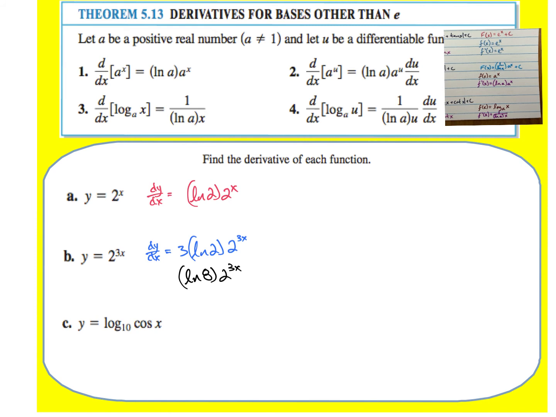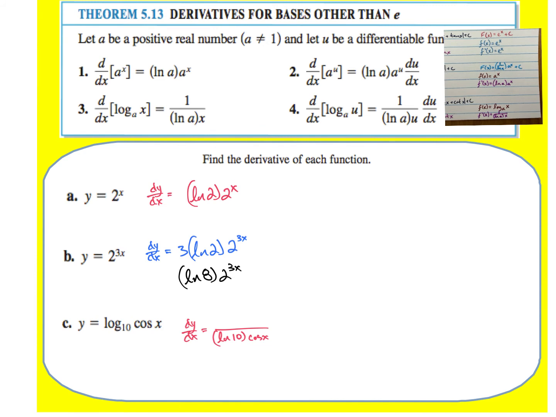All right, let's look at this next one. I have log base 10 of cosine x. So again, how do I say I'm taking a derivative of it? dy/dx. So what goes in the denominator? Natural log of 10. And then my x is just what? Just cosine x.